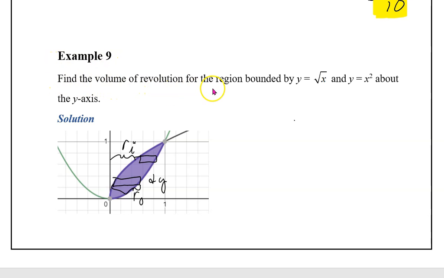Find the volume of revolution for the region bounded by the square root of x again and y equal x squared again, but this time about the y-axis. This means that we're going to be rotating around the vertical axis, so draw your curving arrow to indicate that the axis of revolution is now the y-axis.